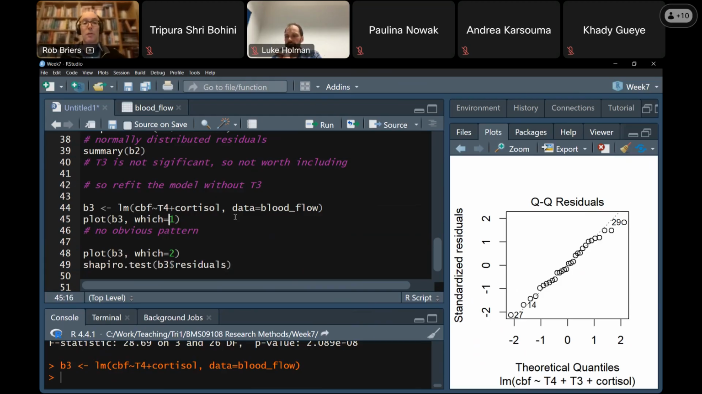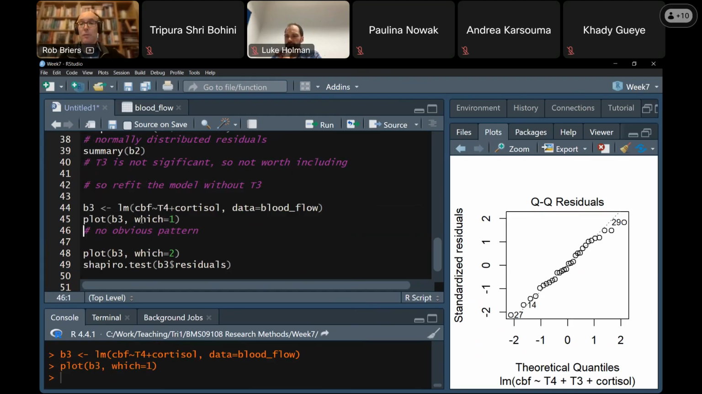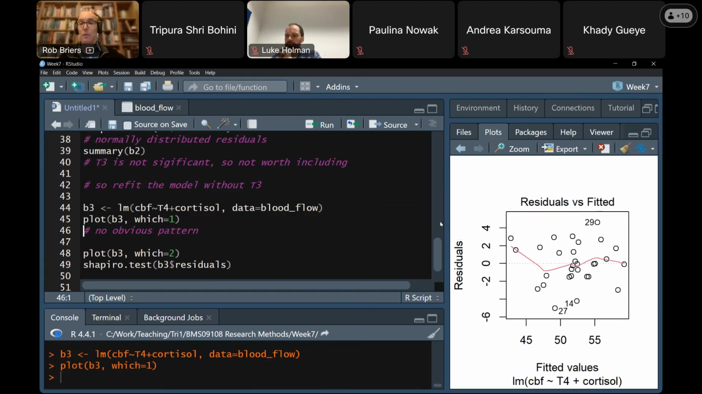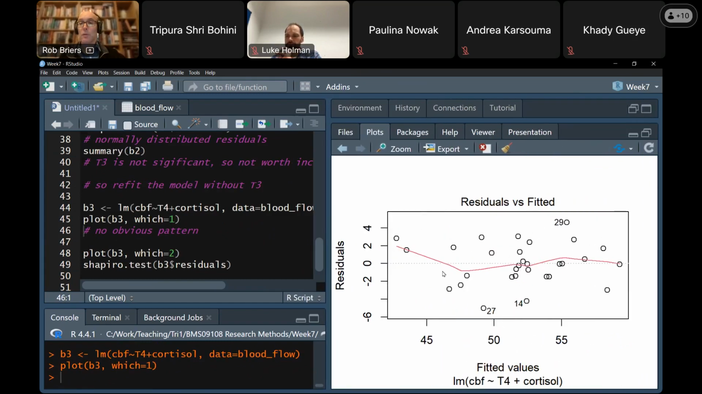So we need to check the assumptions again. We've fitted a new model, so we still need to make sure that it's looking okay. That's looking a little bit wobblier, but there's not an increase from left to right. It goes up a little bit in the middle and starts to go down a bit. There's no obvious wedge shape in that one, so that's okay.